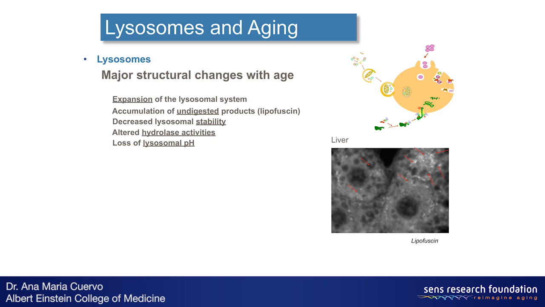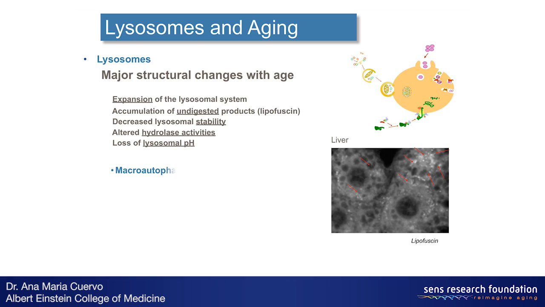Lipofuscin is just the result of the cross-linking between undegraded materials and oxidative damage products that are going to produce this autofluorescent pigment that can be visualized in the aging tissues without any other kind of marker. So for example, in the picture on the right, you can see a section of the liver of an old rat, of 22 months, and even without any kind of staining, it's possible to see these granules that correspond to lipofuscin. And lipofuscin has been utilized for many years as a typical marker of aging.